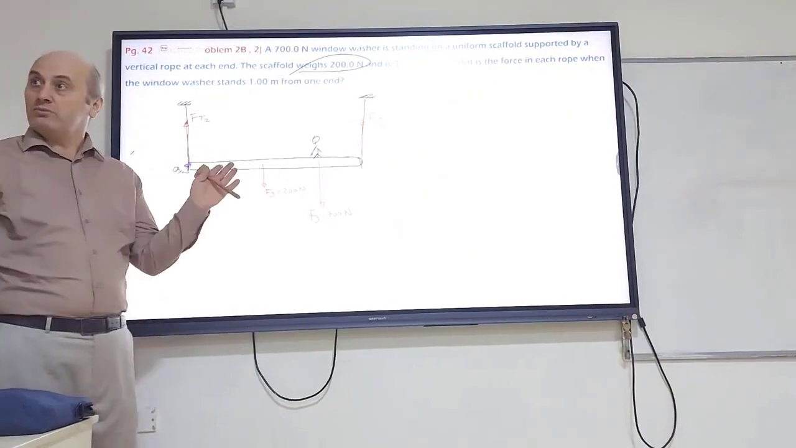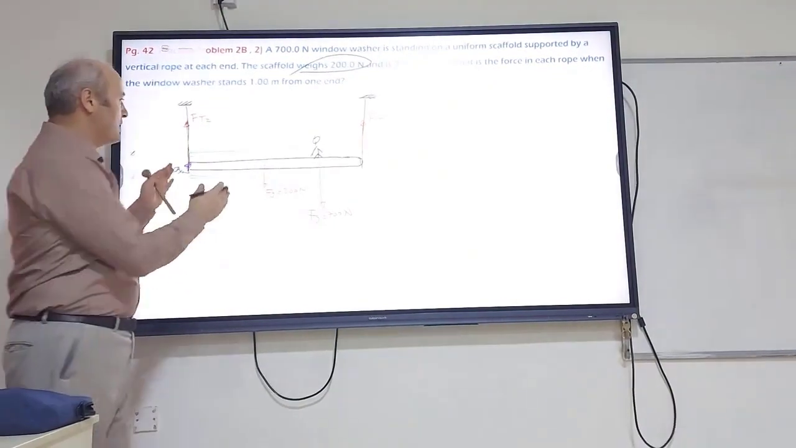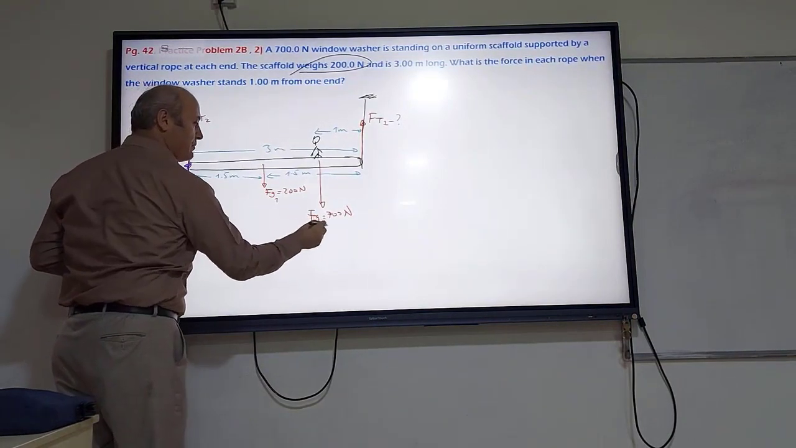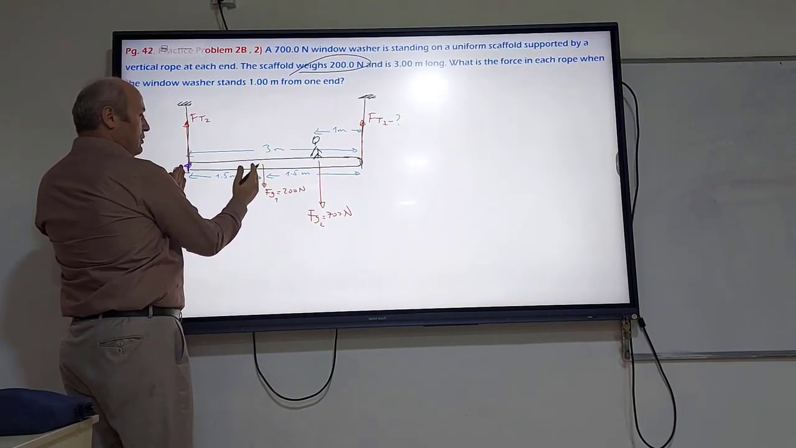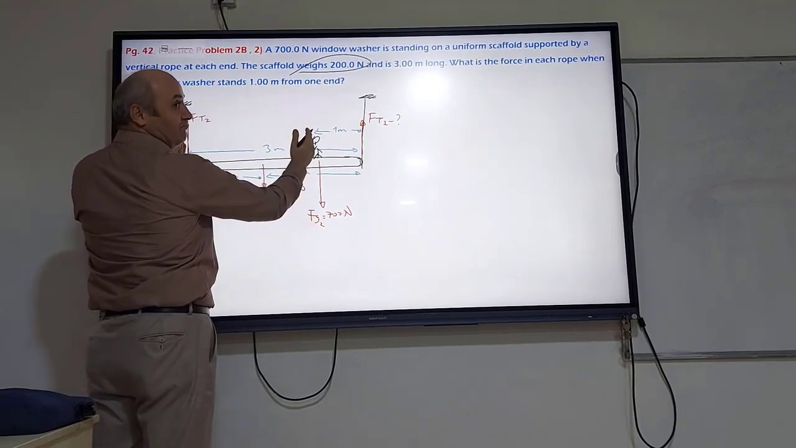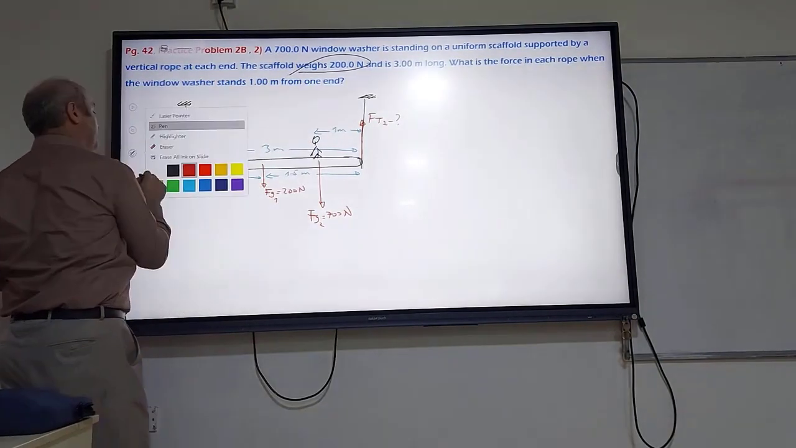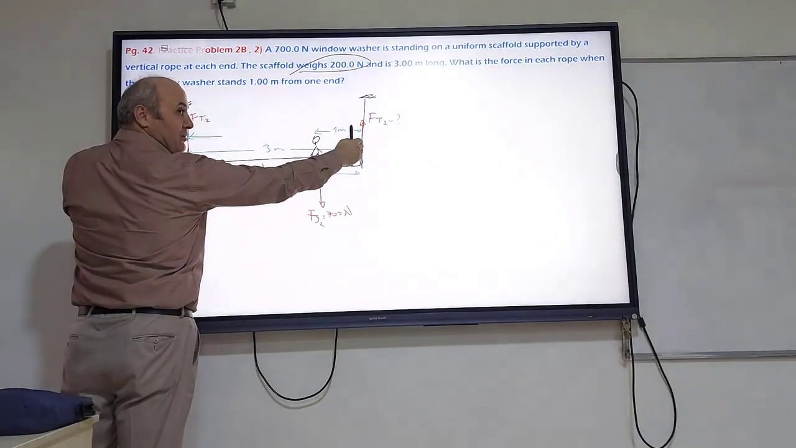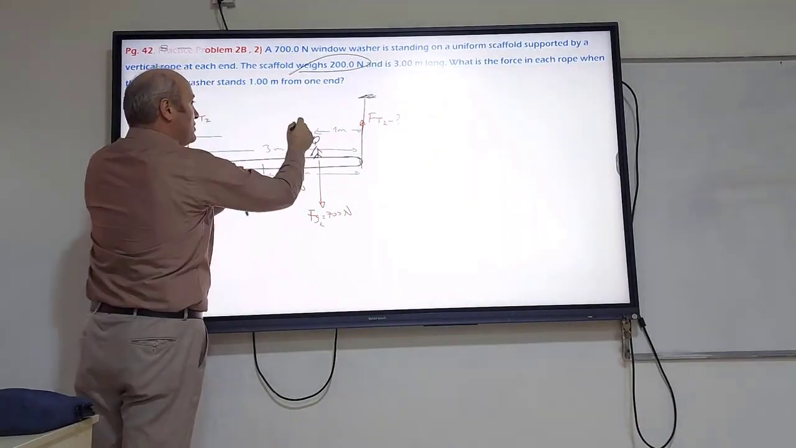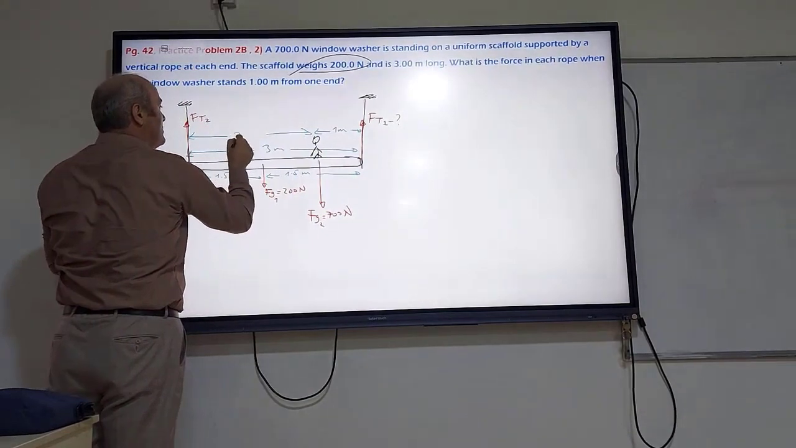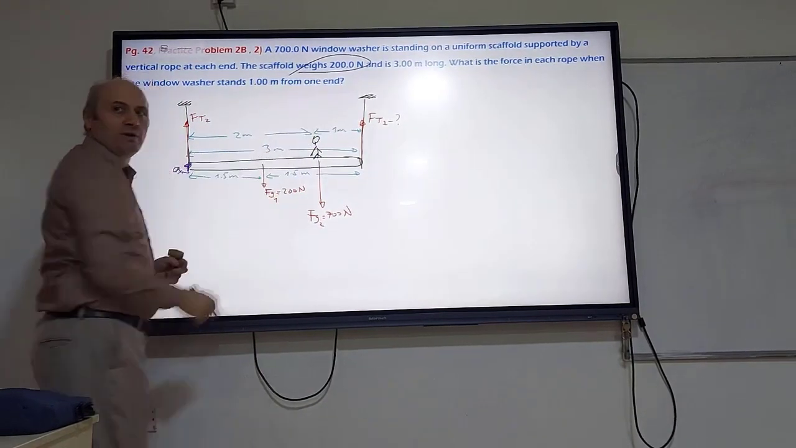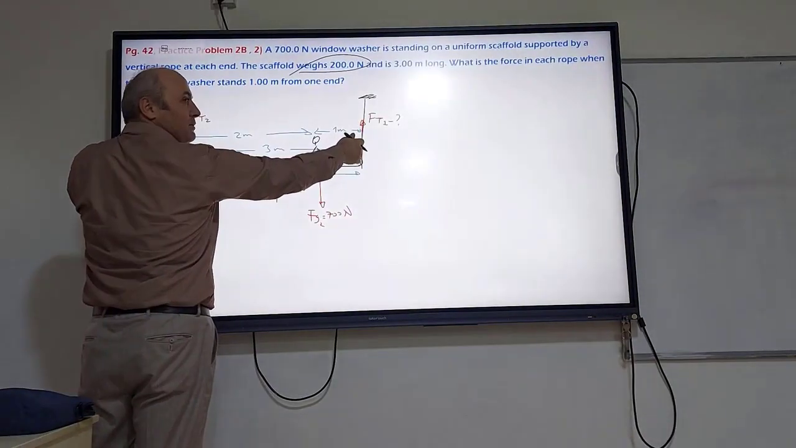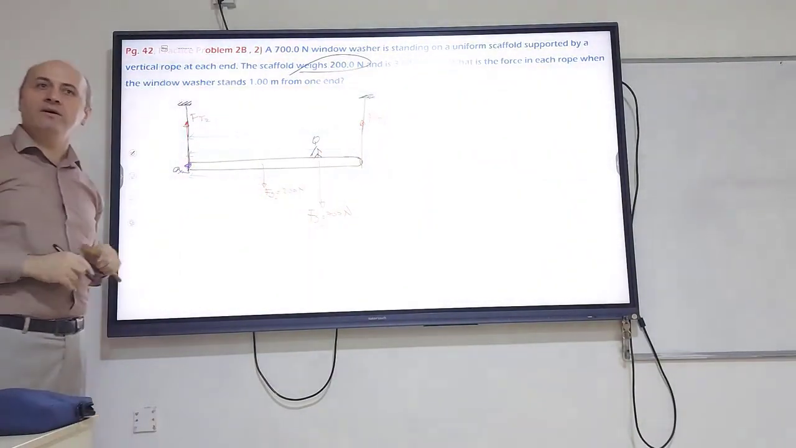Then, distances. Check the distances. Let me label them Fg1 and Fg2. For Fg1, what is the distance? 1.5. For Fg2, I need to find it. Total length is 3, so that side must be 2 meter. Yeah, 3 minus 1 is 2. I got it. What about the distance for Ft1? 3. So the distances are ready.